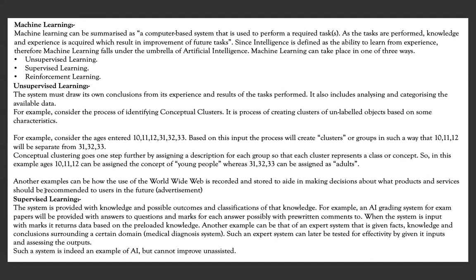This was unsupervised learning. Now let's try to understand supervised learning. A supervised learning system is provided with knowledge and possible outcomes and classifications of that knowledge. For example, if this is an artificial intelligence grading system for exam papers, it will get inputs for each paper: the answers to the questions, the number of marks that each question holds, and if you are required to mention comments for each question and their attempts, those pre-written comments will also be part of the inputs.